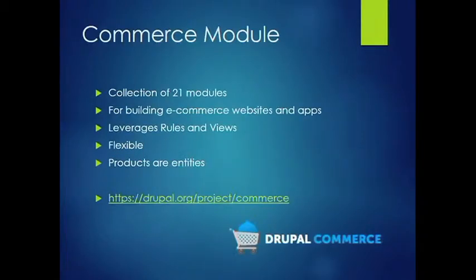So the commerce module is a collection of 21 modules, and you can use it to build a very nice e-commerce website or even an e-commerce app. It relies heavily upon rules and views. It's pretty much integrated with those two modules, and when you use the shopping cart in Drupal Commerce, everything is based upon views, so it's very easy to add or delete things. But I'm not going to cover views, I'm going to focus on rules. It's very flexible, and all the products in Drupal Commerce are entities. So there's a link here which you can use when you get the slides afterwards.